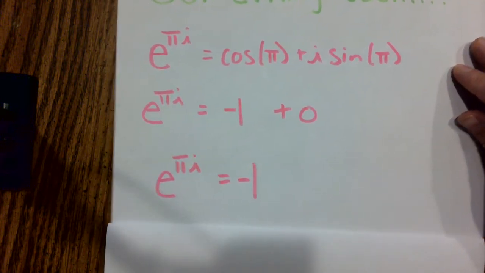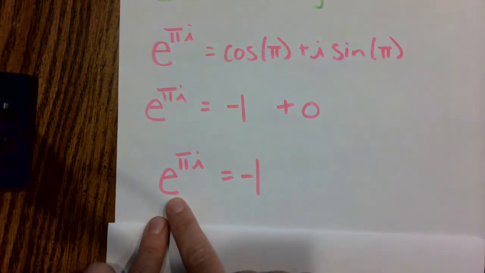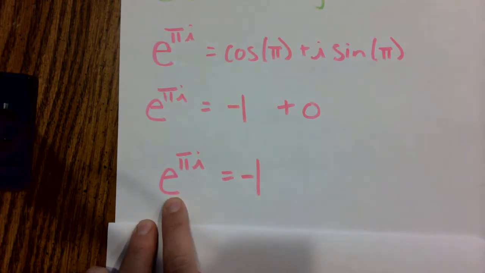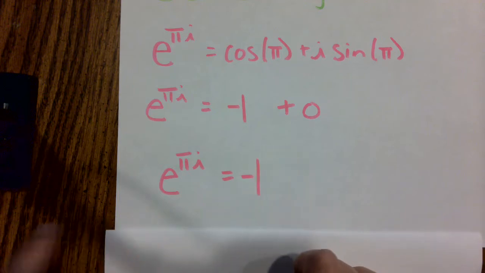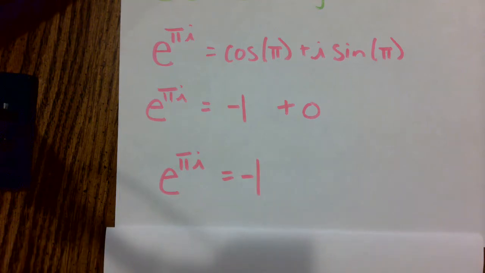So essentially, e, which is an irrational number that goes on forever, raised to a power of another irrational number that goes on forever times an imaginary number, is equal to -1, which I think is pretty cool. But let's get back to business.